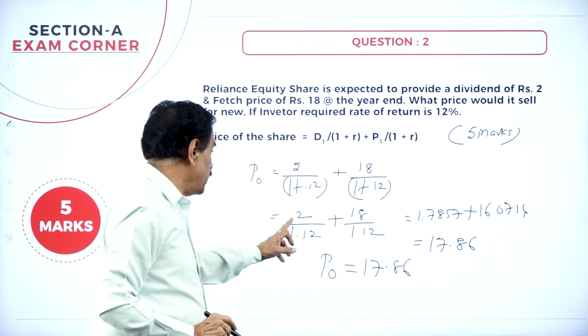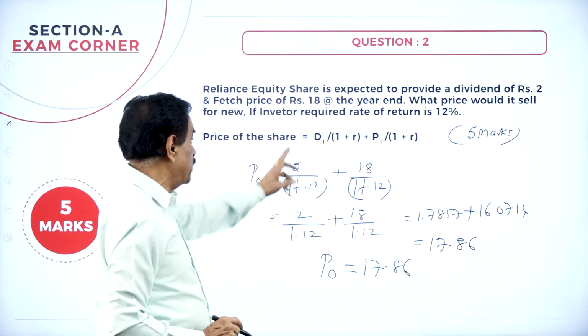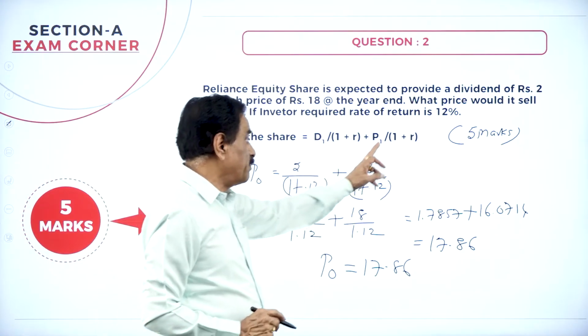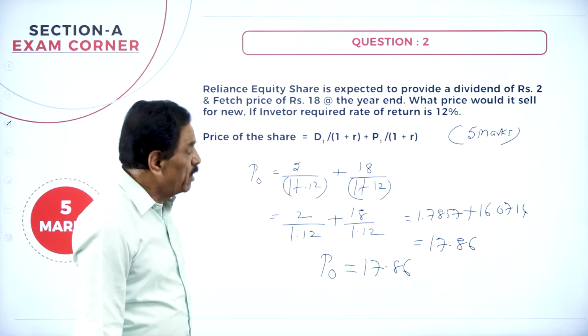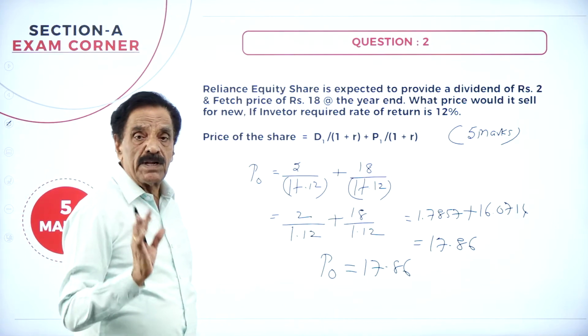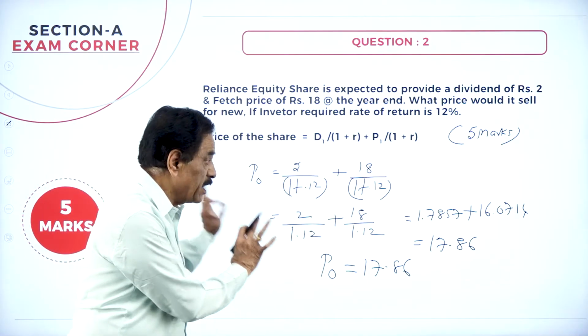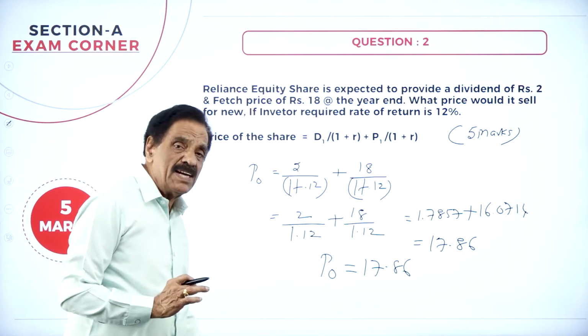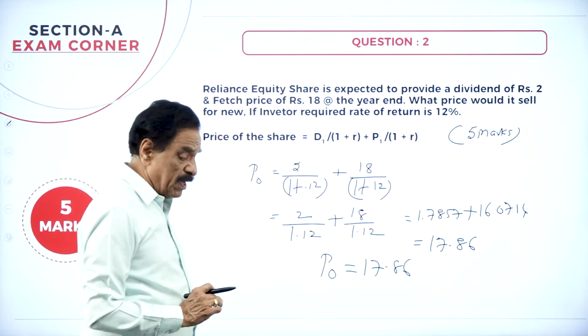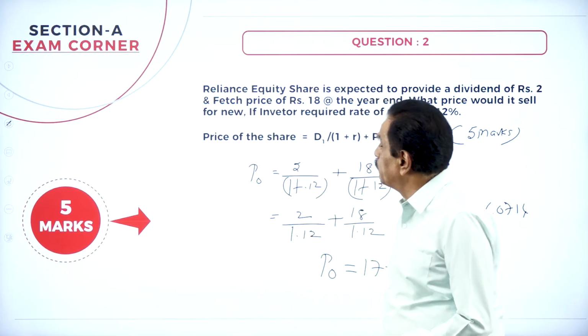So dividend D1 divided by 1 plus R, price of the share divided by 1 plus R. So another 5 marks for this. From the examination point of view, these are all compulsory and come very easy. Then we can move on to the next one.